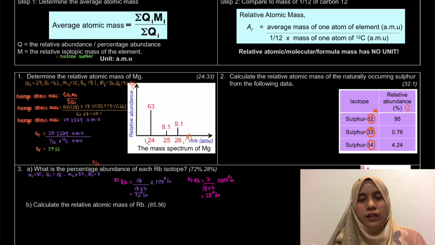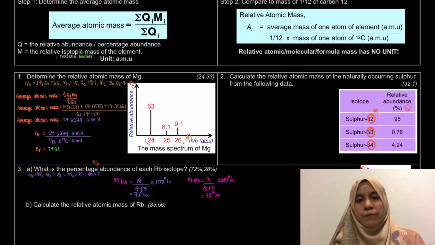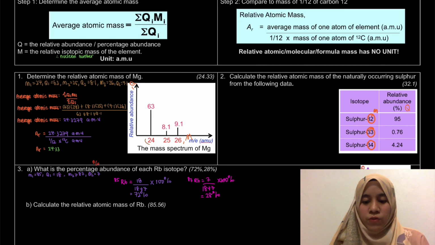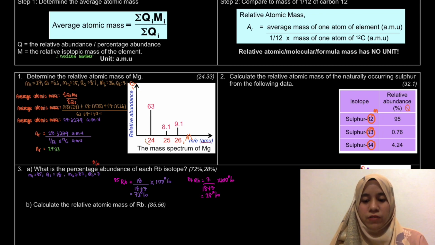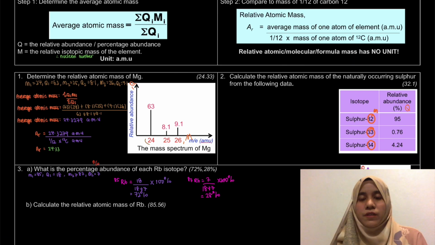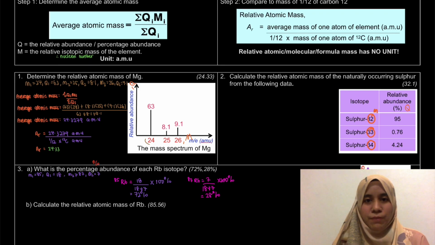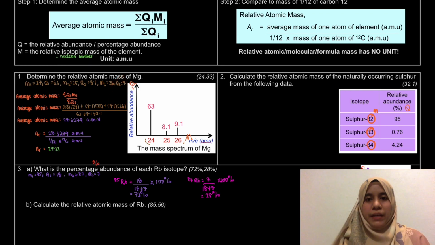Next we're going to calculate the relative atomic mass. Remember, relative atomic mass has no unit, so we have to divide by 1/12 times the mass of one atom of carbon-12 to cancel out the unit. That is why we say the relative mass has no unit. For examples 1 until 3, I believe you could do them yourself; the examples are quite straightforward. Miss explained example 1, where we already got our M and our Q.